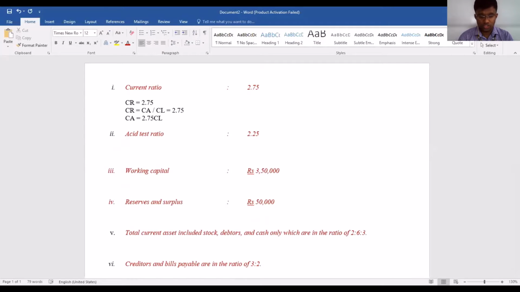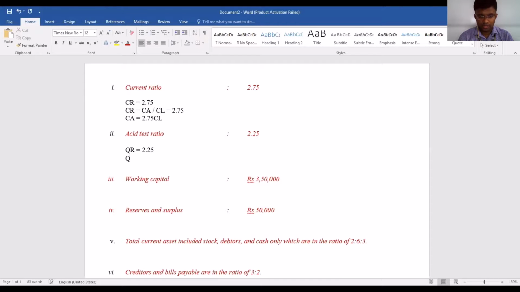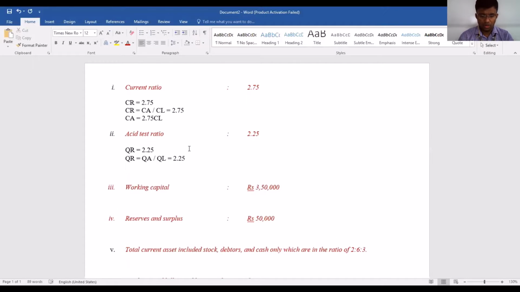That is the asset test ratio. It is also called the quick ratio. So quick ratio is 2.25, or quick ratio is equal to quick asset divided by quick liability, and this is 2.25 times. Or in other words, quick asset is equal to 2.25 times quick liability.